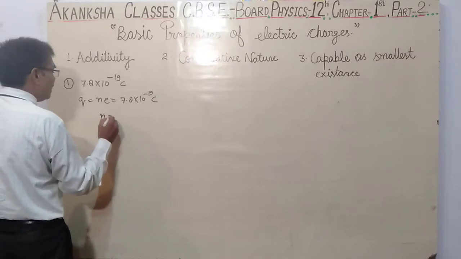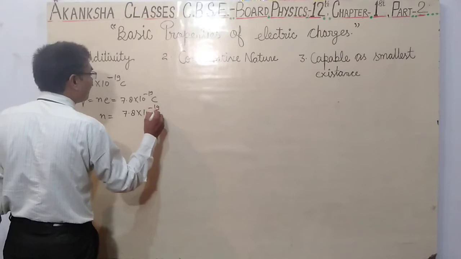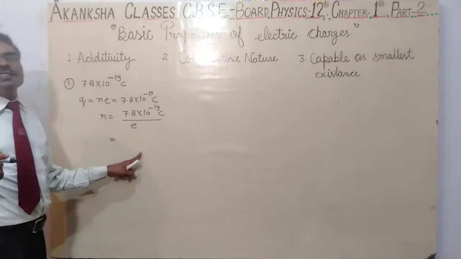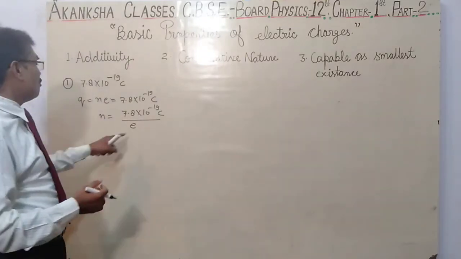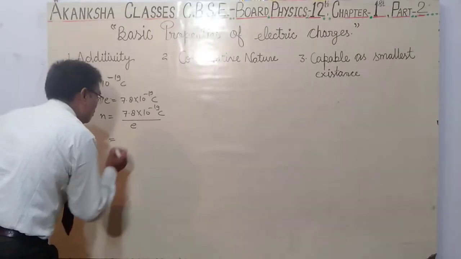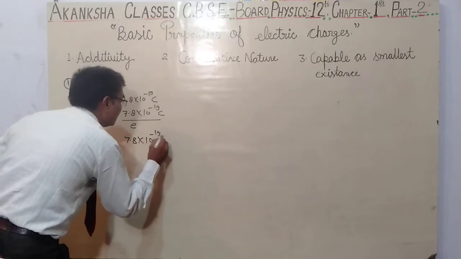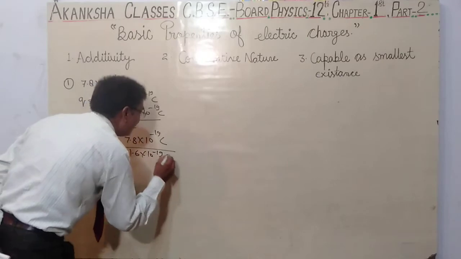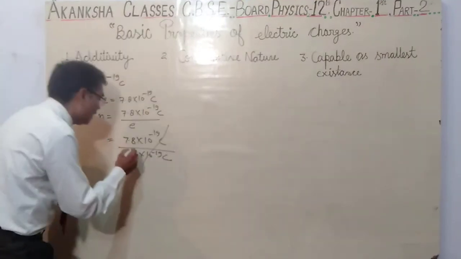Students, hence N equals 7.8 into 10 power minus 19 coulomb by e. e means electronic charge, having quantization of charge, that is the value 1.6 into 10 power minus 19 coulomb. Now remove e by writing its value: 10 power minus 19 coulomb by 1.6 into 10 power minus 19 coulomb. Lots of SMSs are coming, sir, that it is a false charge.